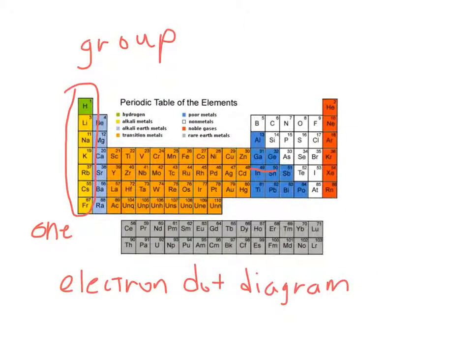To do this, what we do is we write the chemical symbol of an element, and then we use dots to represent outer energy level electrons. So for sodium, I would make 1 dot on top here. Electron diagrams are eventually used to show elements bonded to other elements.